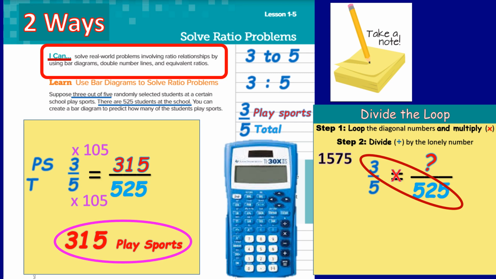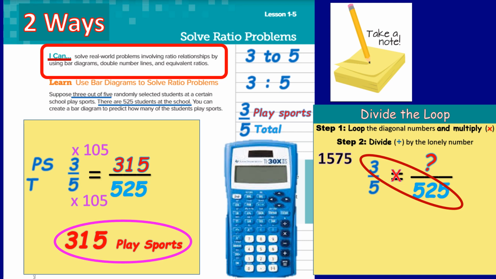So pick up your handy dandy calculator and you type in 525 times 3 equals, or you can do it the other way, 3 times 525 equals, because multiplication and addition can be done in any order. And I'm going to get 1,575.